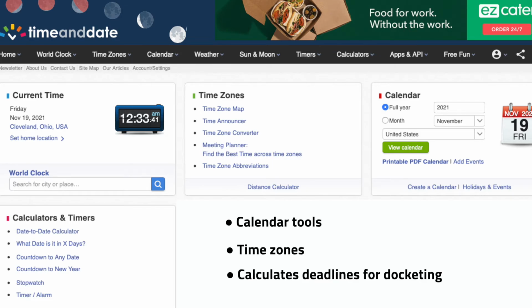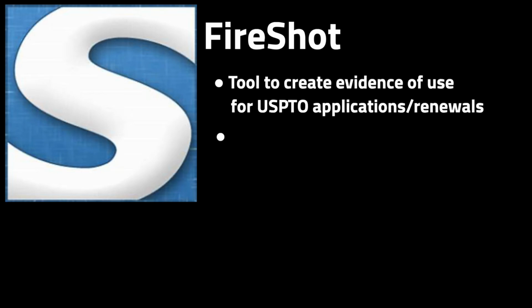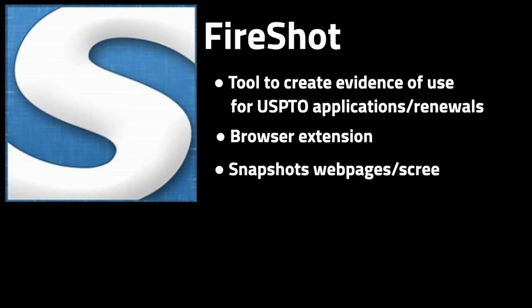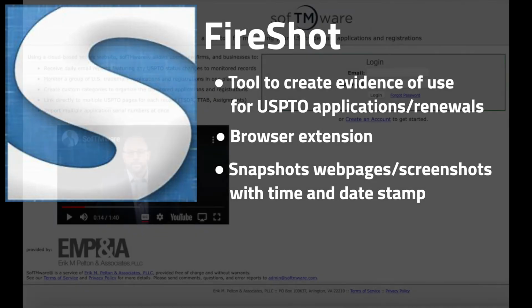A tool that I use all the time to help create evidence of use to submit to the U.S. Patent and Trademark Office, whether it's with an application or with a renewal, is called Fireshot. I believe there's a free version and a paid version. It's a browser extension that works with all the leading browsers, and it helps take a snapshot of a web page or a snapshot of your screen to be able to save it in different formats and put a title and the date on it. A very useful tool in creating evidence in a lot of different trademark scenarios. Again, that's called Fireshot.